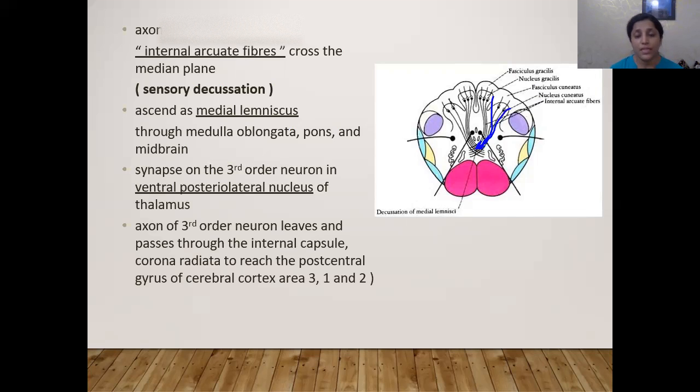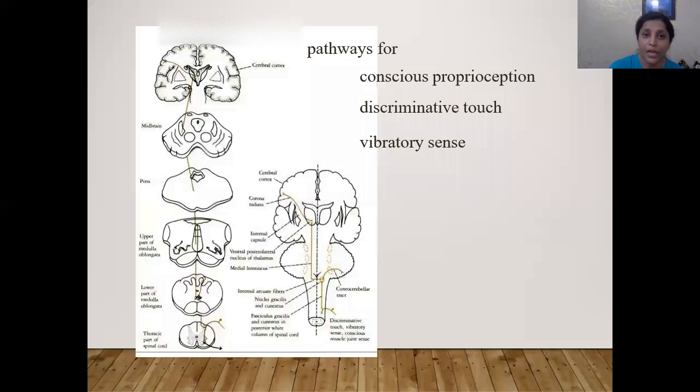From here, we know there is a small space called the internal capsule through which these fibers will pass. After crossing the internal capsule, they get spread out. These fibers cover a very major part of the sensory cortex. They spread out and are known as the corona radiata. And now they reach the post-central gyrus of the cerebral cortex, which is the sensory cortex. Again, the areas 3, 1 and 2. Very important.